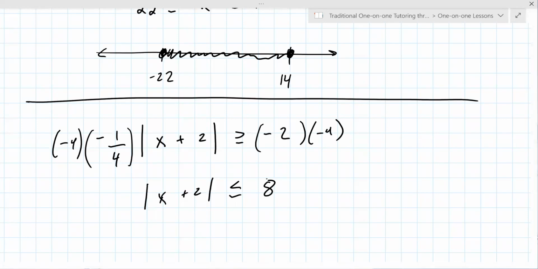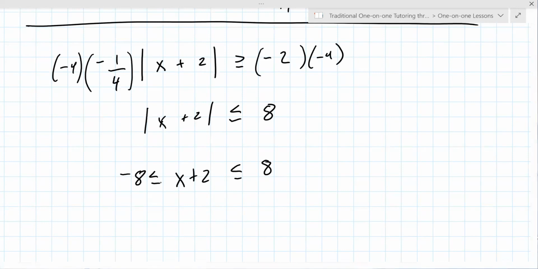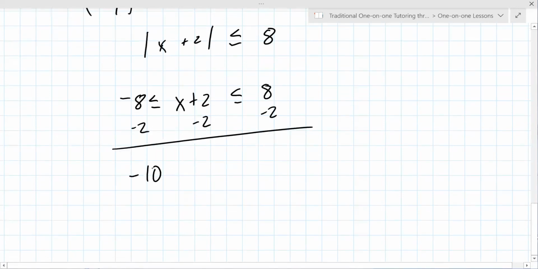And then the next part I got was minus 8 is less than or equal to x plus 2. Yep. And then it's less than or equal to 8. Yes. And then I got minus 10 is less than or equal to x, which is less than or equal to 6. Yes.